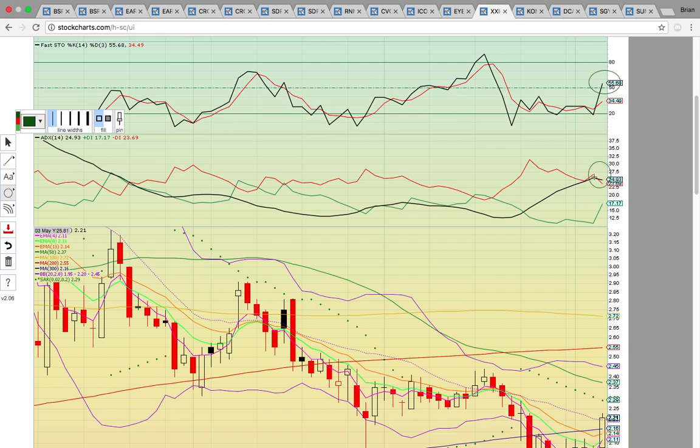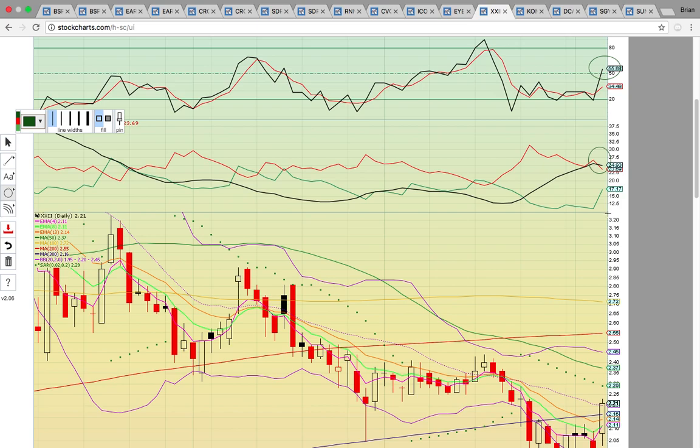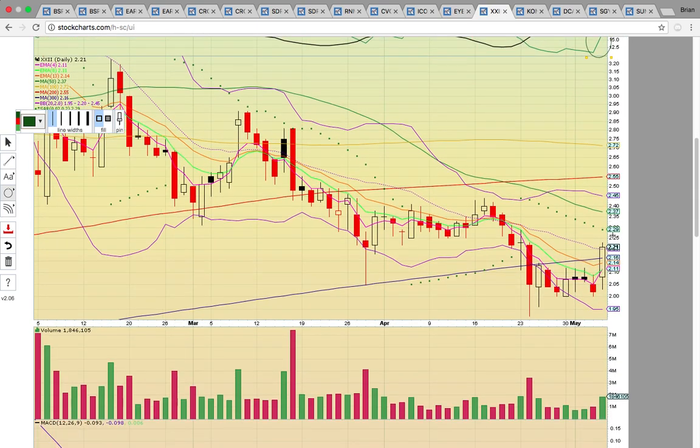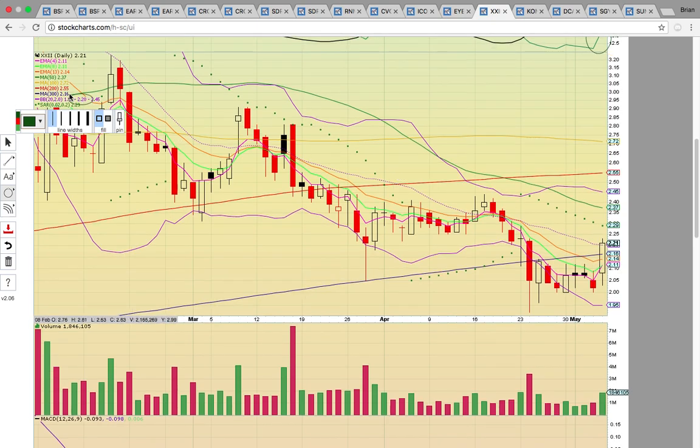Notice the crossover here on ADX. When the red line crosses the black line to the downside, that's a signal the bulls are actually heating up. Notice plus DI is ticking up, the green line. There was a close on Friday above the middle Bollinger Band. That's what we were looking for when we were discussing this in the chat on Friday. So it did close above.